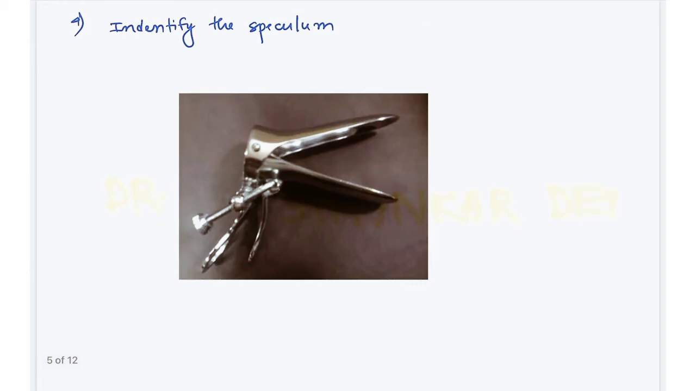Next, question number 4. This is one image of an obstetric and gynecological instrument. This is nothing but Cusco's speculum. So this is Cusco's speculum. The full name is Cusco's self-retaining, Cusco's double-bladed, self-retaining vaginal speculum. And the other 3 options, one among them was, I think, Sims speculum, and I forgot the rest 2 of the options.